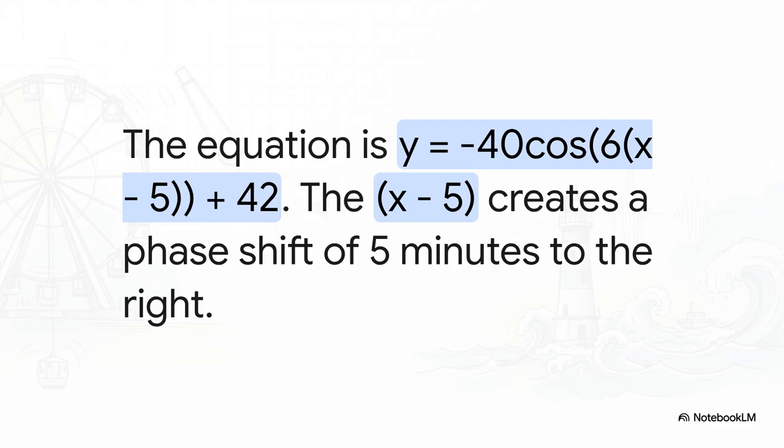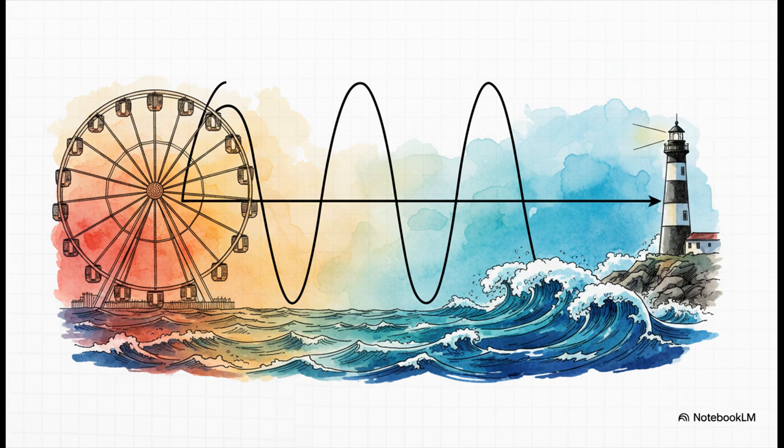And voila! Here is the final model. We use a negative cosine function because he starts at the bottom of the wheel. The amplitude is 40, which is just half the diameter. That number 6 inside is tied to the 60-minute period. And look, right there, inside the parentheses, x minus 5. That's our phase shift. It moves the whole wave 5 minutes to the right to perfectly match when William's ride actually began.